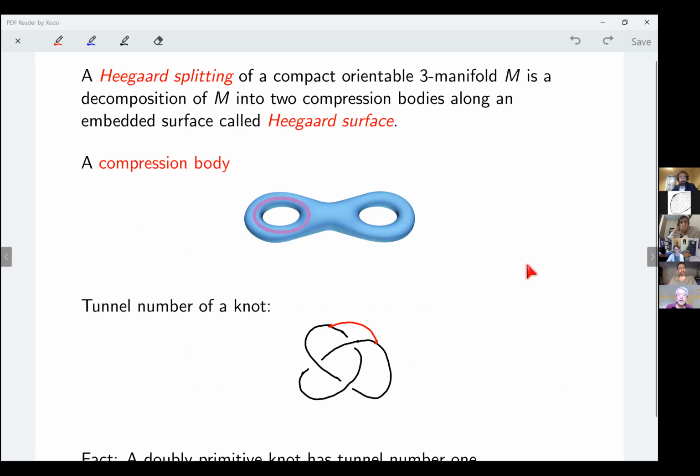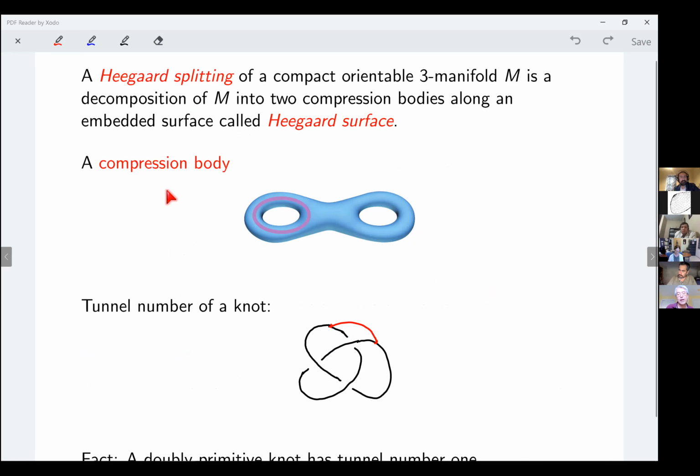Now we come back to tunnel number. What is the tunnel number? So the tunnel number is closely related to Heegaard splitting of compact surfaces. For a surface with boundary, usually a Heegaard splitting is an embedded surface that bounds compression bodies on both sides.